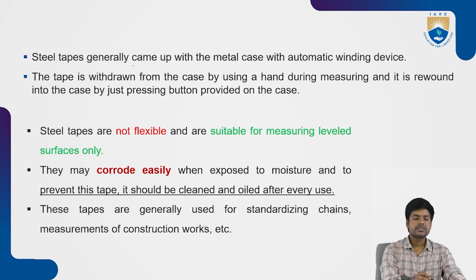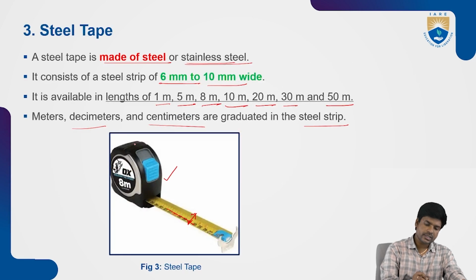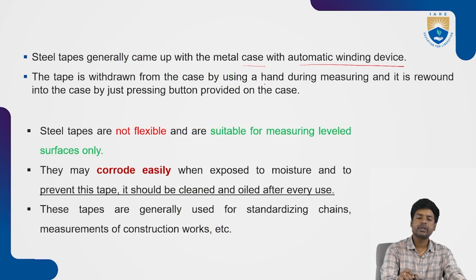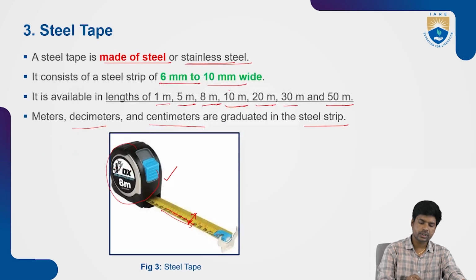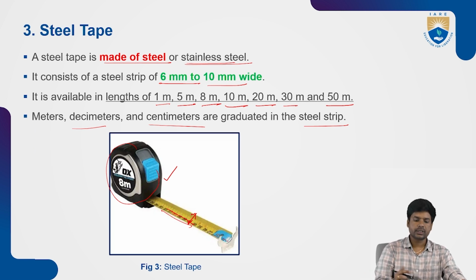And next, steel tapes generally come with a metal case with an automatic winding device. If you see, this is the device which is used for folding this tape automatically. The tape is withdrawn from the case by hand during the measuring, and it is rewound into the case by just pressing the button provided on the case. When you take out the tape, we use the hand, and when you want to wind the tape after completion of the surveying, you just have to press this button so that it automatically winds the tape.